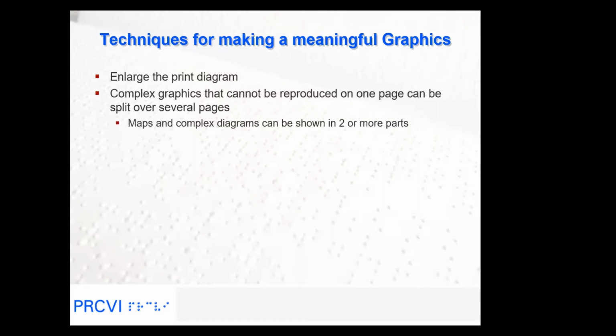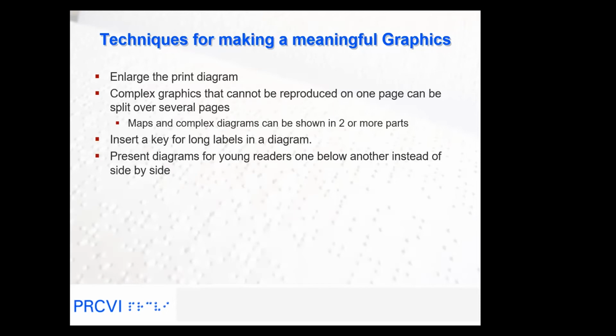Let's look at techniques for making meaningful graphics. Enlarge the print diagram in a way that its shape is not distorted. Complex graphics that cannot be reproduced on one page can be split over several pages. Maps and complex diagrams can be shown in two or more parts. Insert a key for a long label in a diagram. Present diagrams for young readers one below another, instead of side by side.